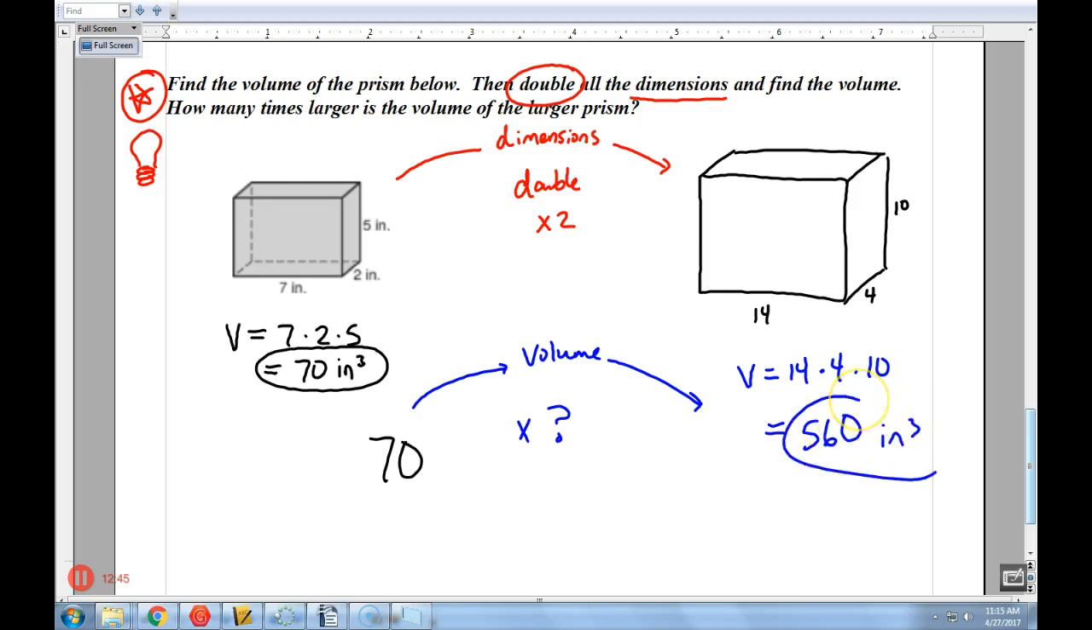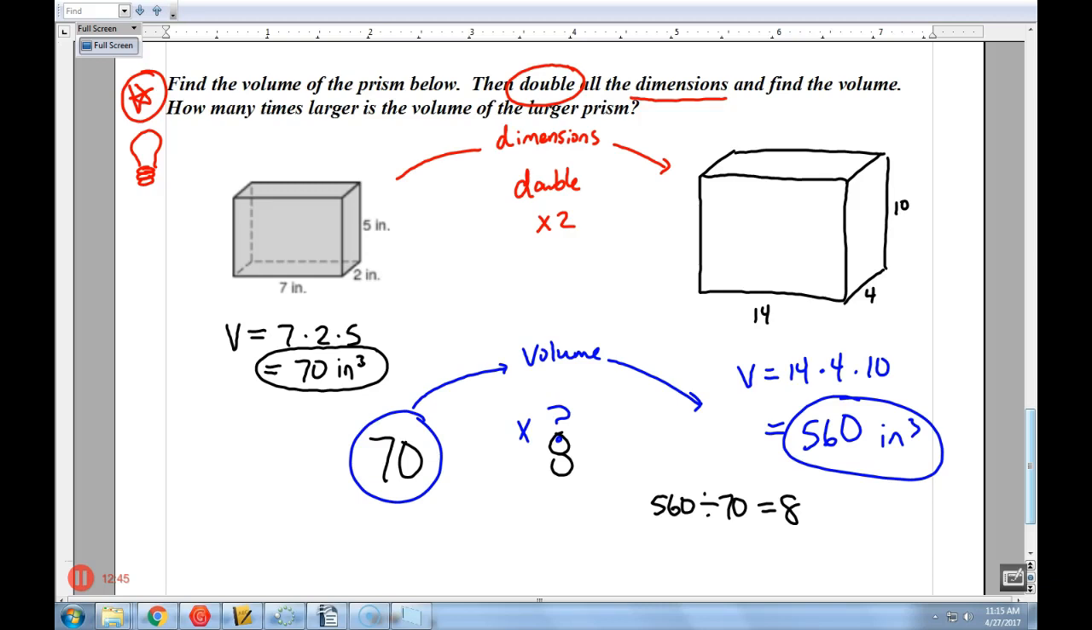So look where I started and look where I ended up. Now, how many times larger is the new volume compared to the old? Well, if I do 560 divided by what it used to be, I'm going to find out it is 8 times larger. So when you double the dimensions, it's 8 times bigger.